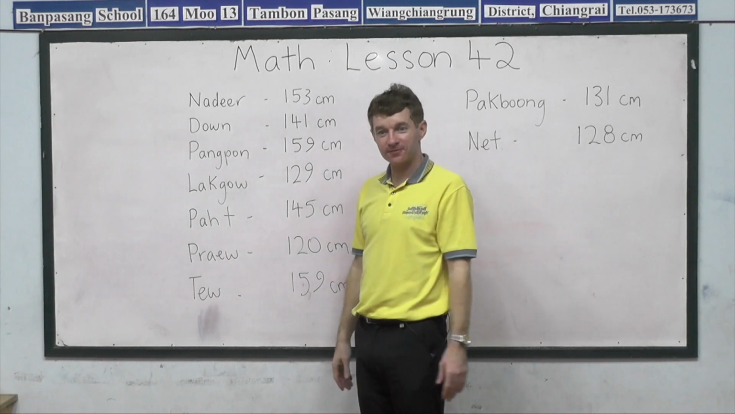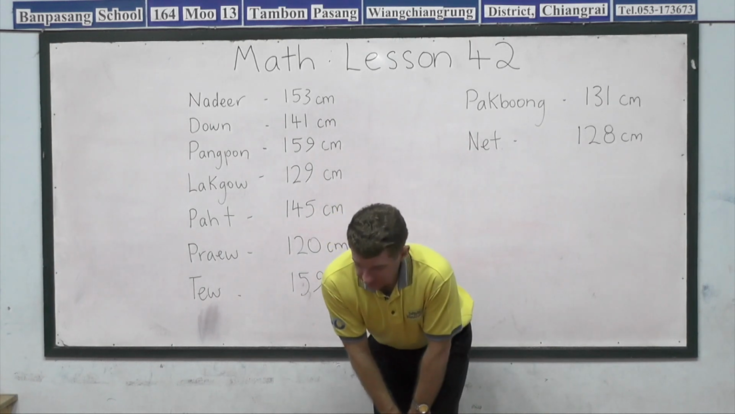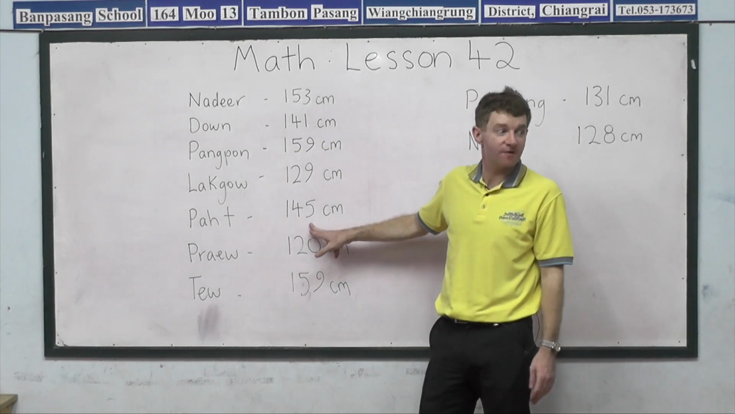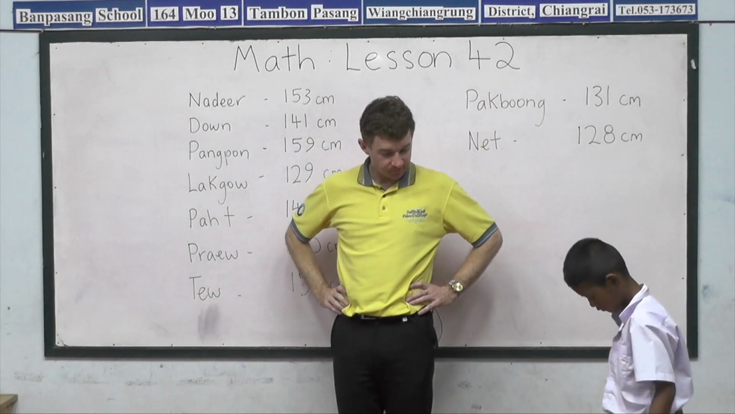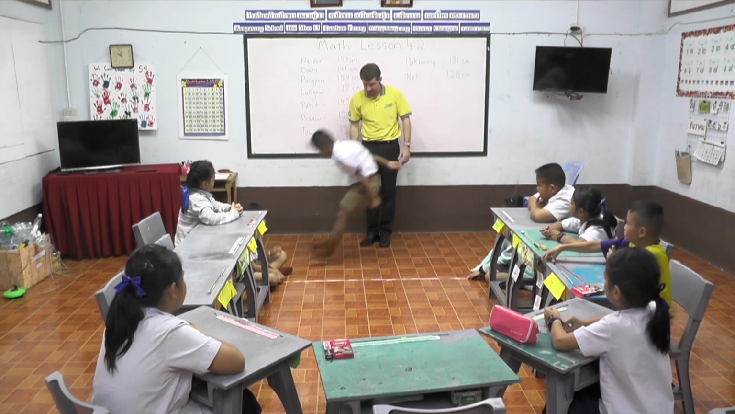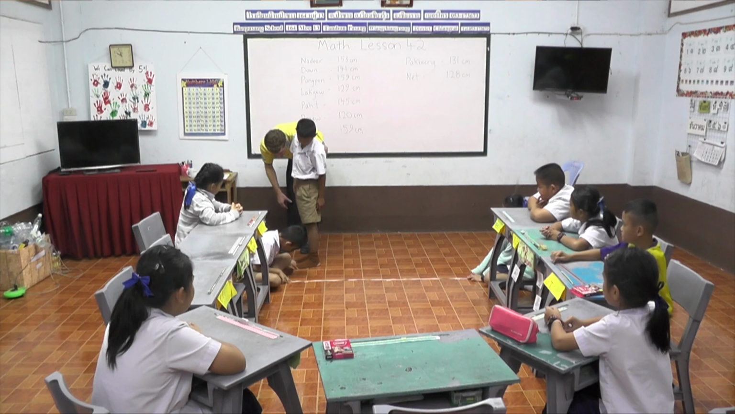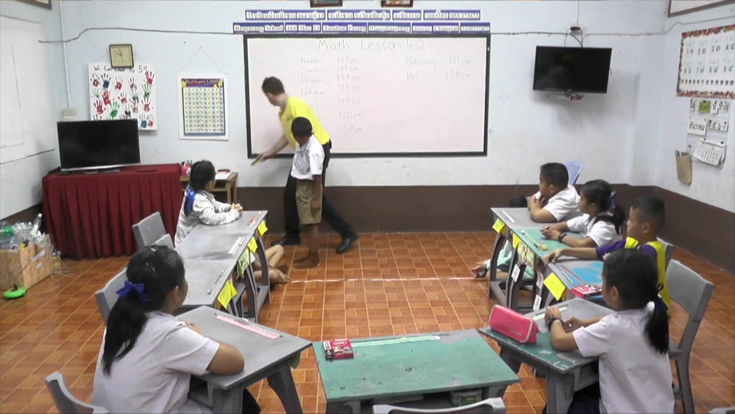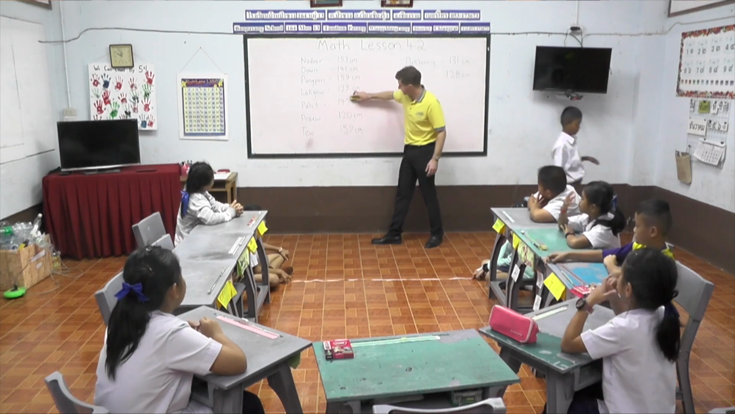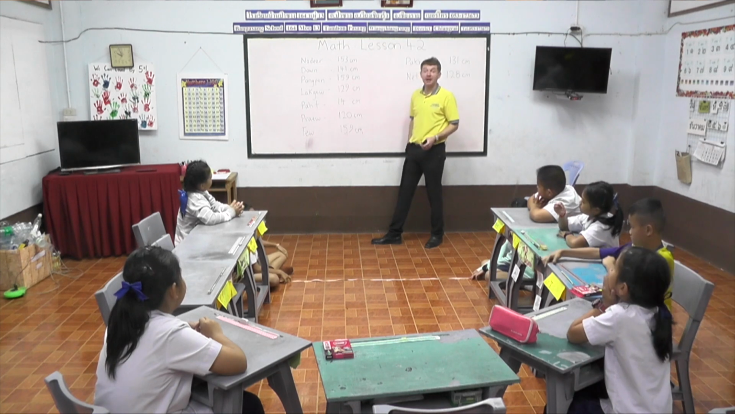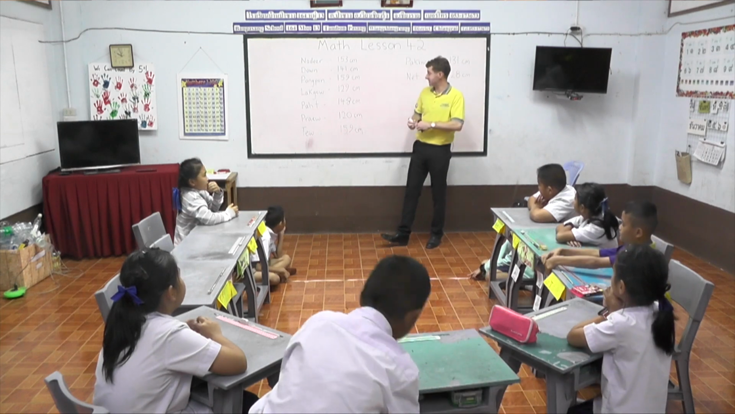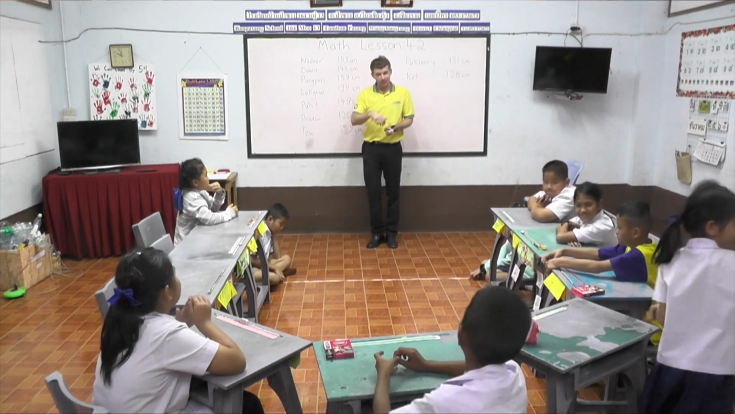Pat, can you come forward? Pat has 145. Are you ready? 1, 2, 3. Oh, that's good. 148. 148. So is 148 higher? Yes. Higher by 3 centimeters. 148 centimeters. Next, Prel, come forward.